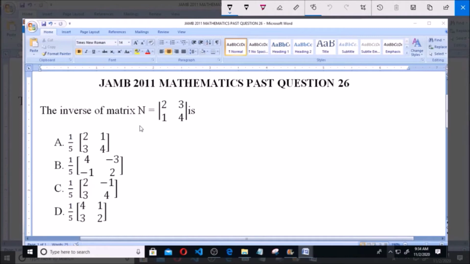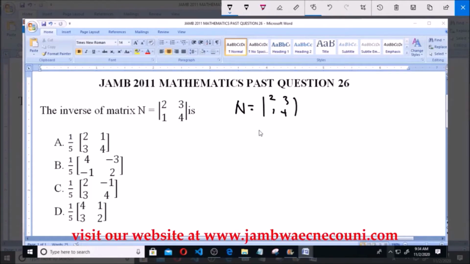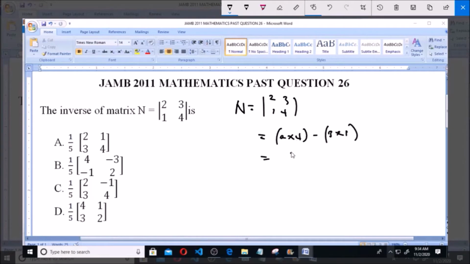Now, for us to find the inverse of matrix N, we need to know the determinant of N, since N is equal to 2, 3, 1, 4. That will be equal to 2 multiplied by 4 minus 3 multiplied by 1, which is equal to 8 minus 3, which is equal to 5. Now the inverse of N is equal to 1 over the determinant of N into, now there's a rule guiding the inverse of a matrix. In finding the inverse, the main diagonal elements switch position, that is, instead of having 2 here, you have 4, and then you have 2 here.